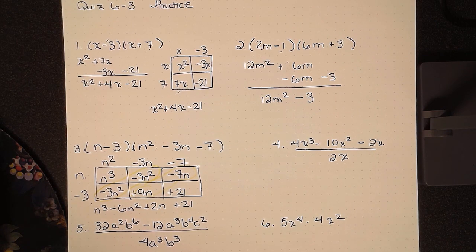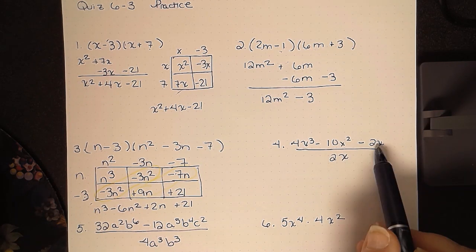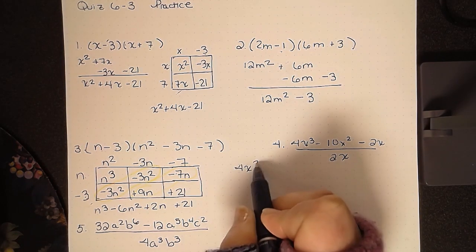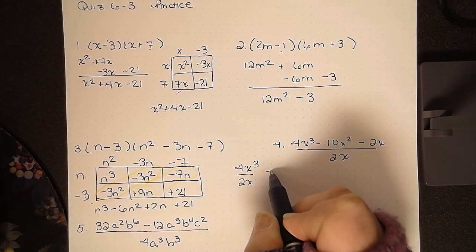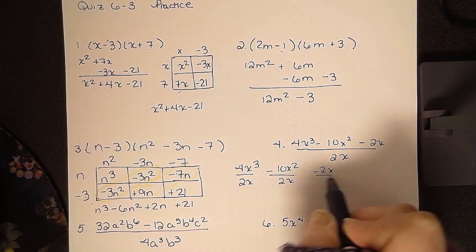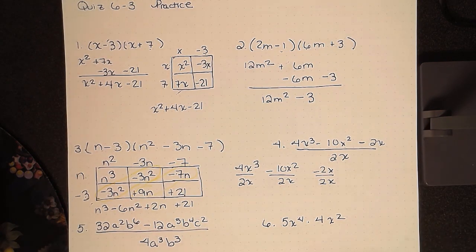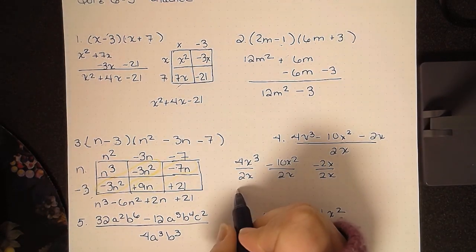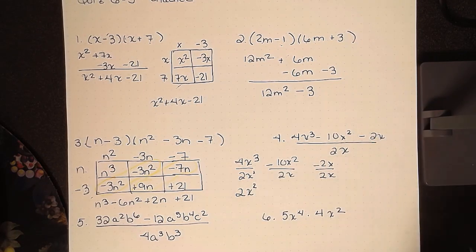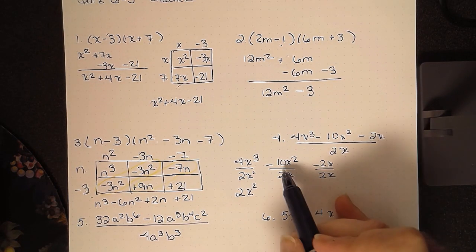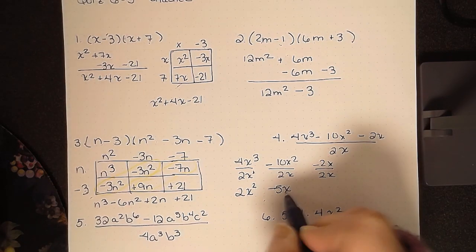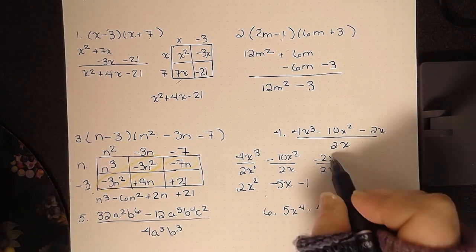Now, when you're doing something like this, you're dividing each individual term by this monomial on the bottom. So I separate it out like this. 4x cubed divided by 2x minus 10x squared divided by 2x, and then minus 2x divided by 2x. Okay, so then I just divide. 4 divided by 2 is 2, and remember when we're dividing, we subtract for exponents. So 3 minus 1 is x squared. All right, then I get negative 5 times x, and then minus 1. Anything divided by itself is 1, okay?